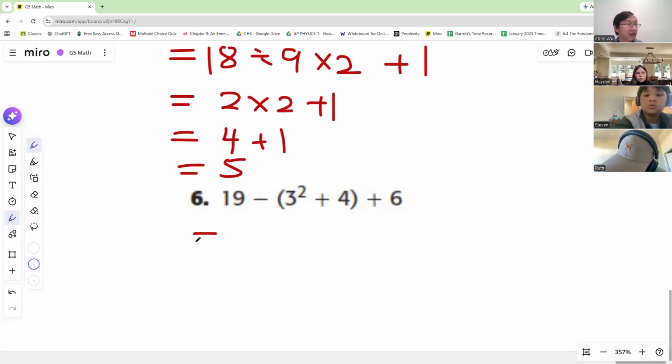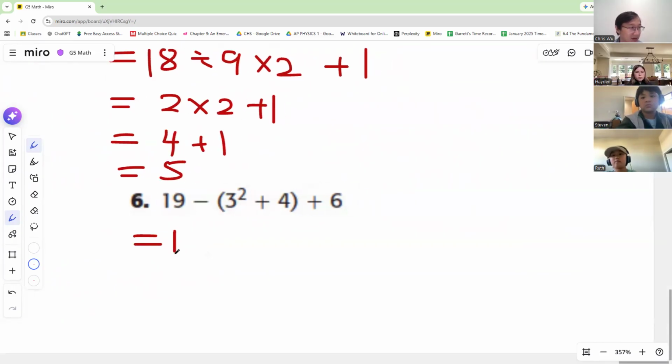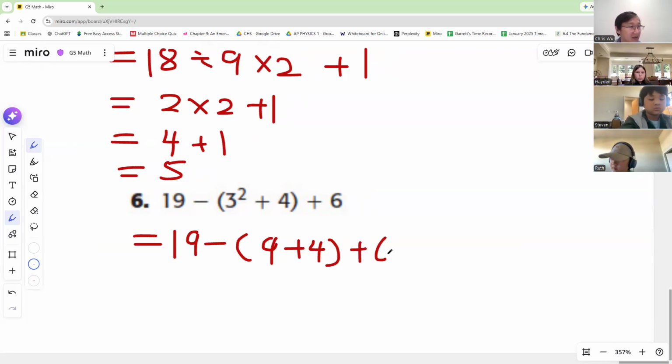All right, number 19, Stephen. 0? Okay, not quite right. So you guys help me out, okay? So Stephen, what's the first one you did? Like, what's the first operation you want to do? Exponent, good. So the 3 squared gives me 9, right? And then what's the next thing you do?